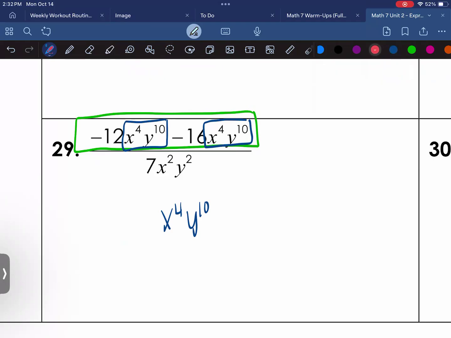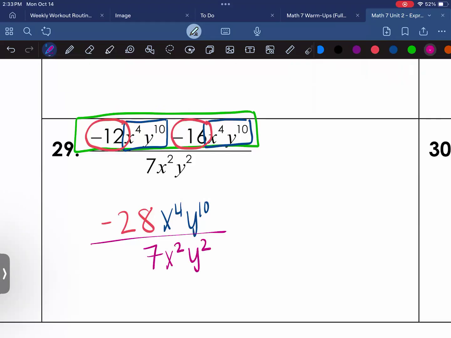So we are just going to add or subtract the coefficients. We have negative 12 minus 16. Negative 12 minus 16, that is going to get us negative 28. All right, now we can put that back on top. Now we don't have any more addition or subtraction to do on top. We can divide. So divide your numbers. Negative 28 divided by 7. That's going to be negative 4.